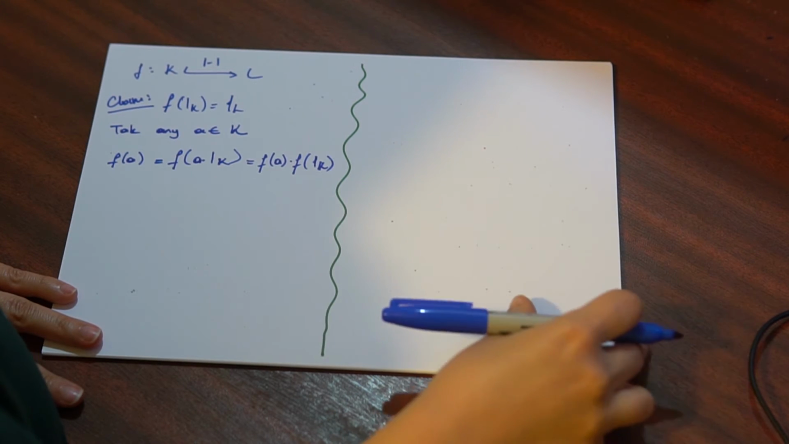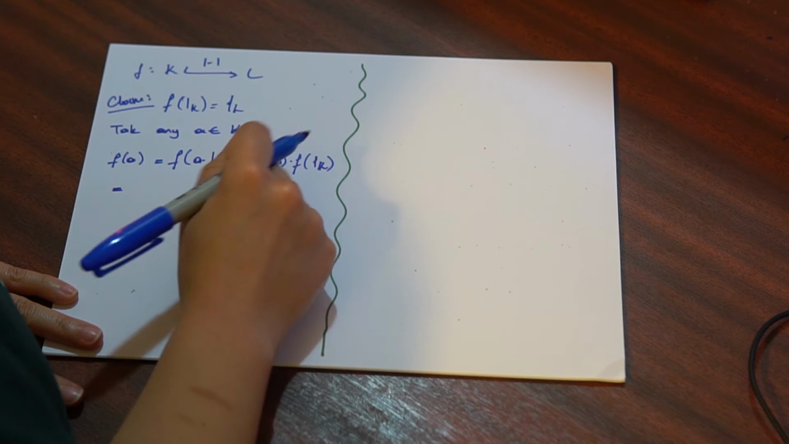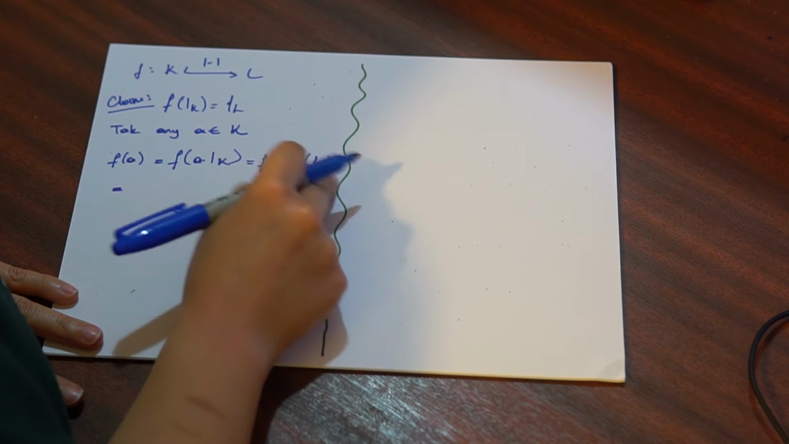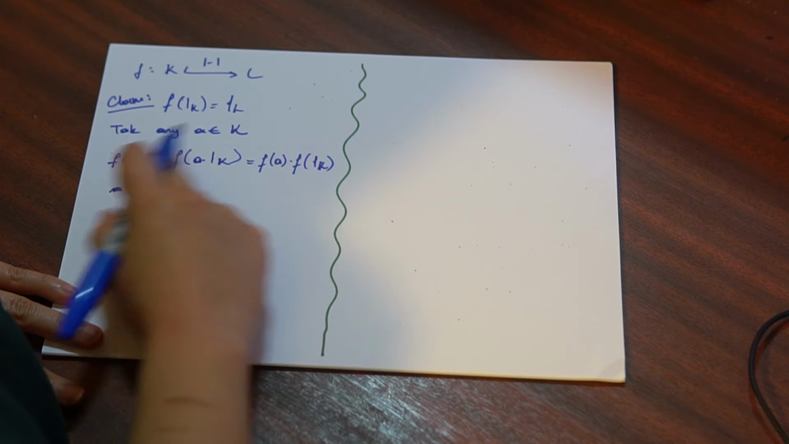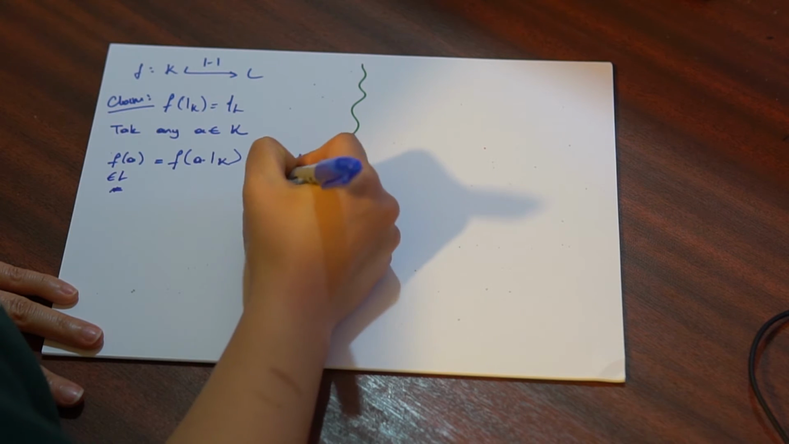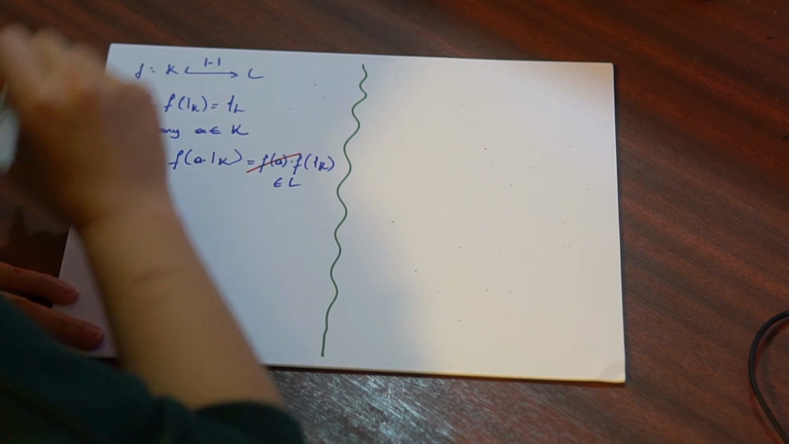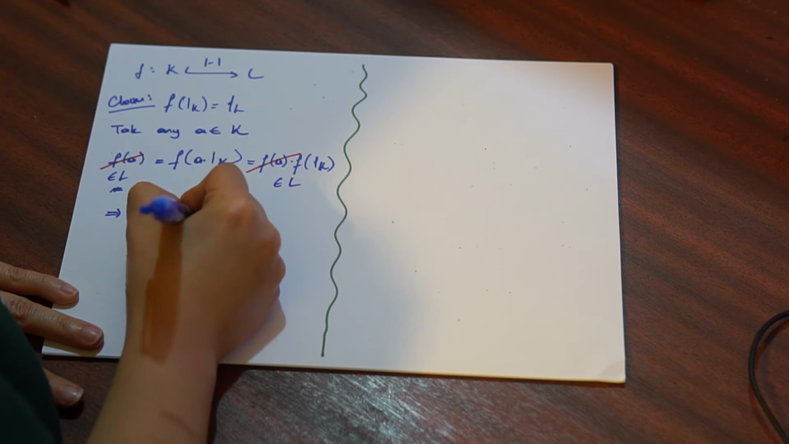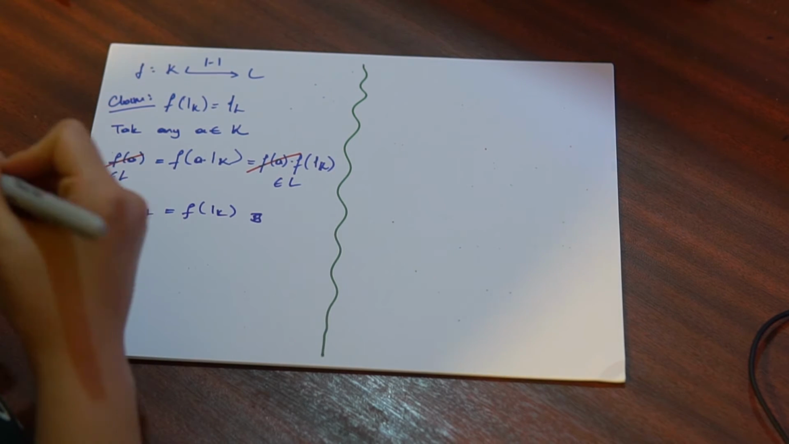I didn't say it before, sorry: this is a field homomorphism. Now we have f of a times 1_L equal to f of a times f of 1_K, right? Both are in L and L is a field, so we can cancel the f of a's. So we have 1_L is equal to f of 1_K. This completes the proof of our claim.